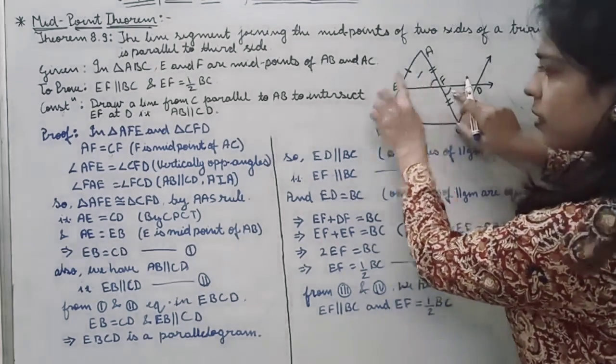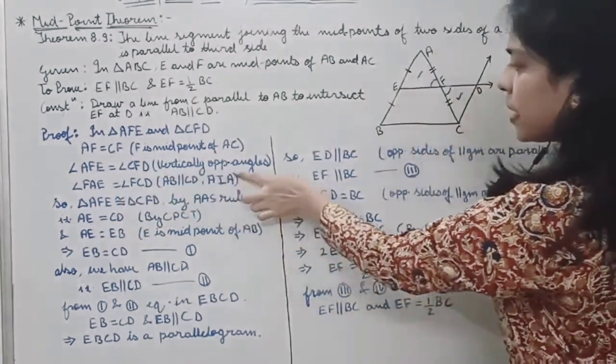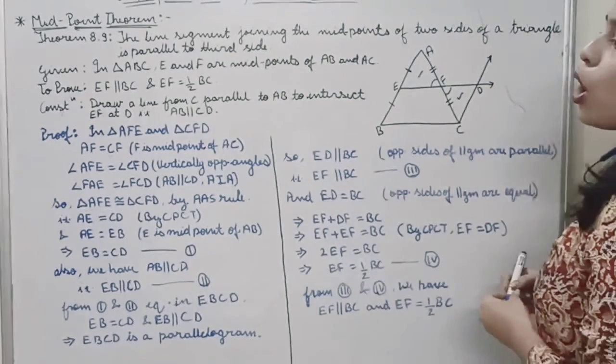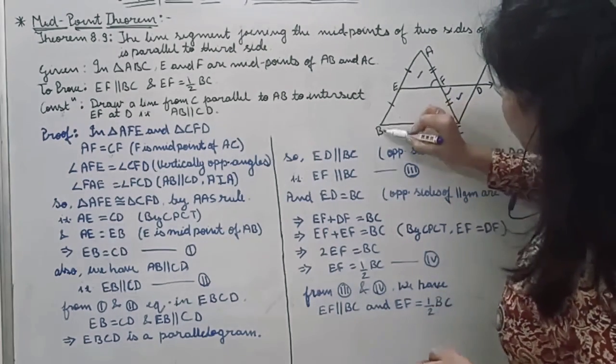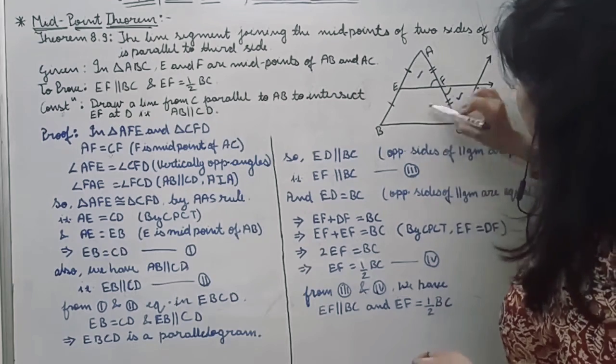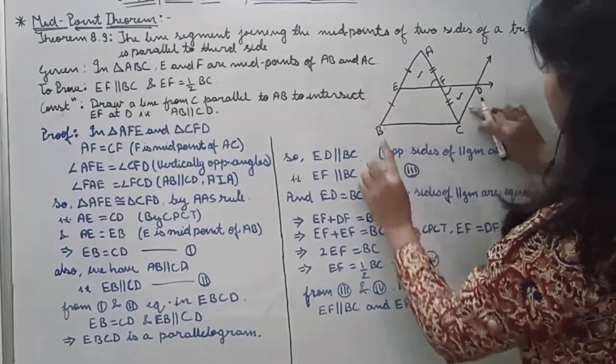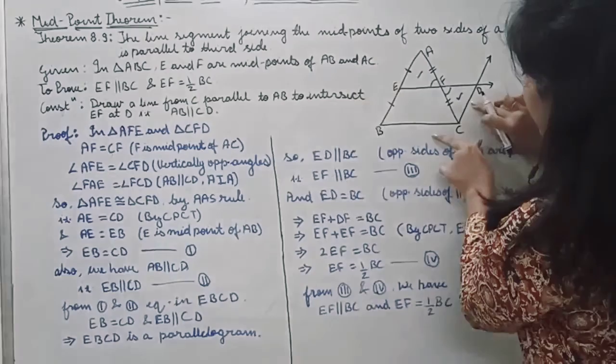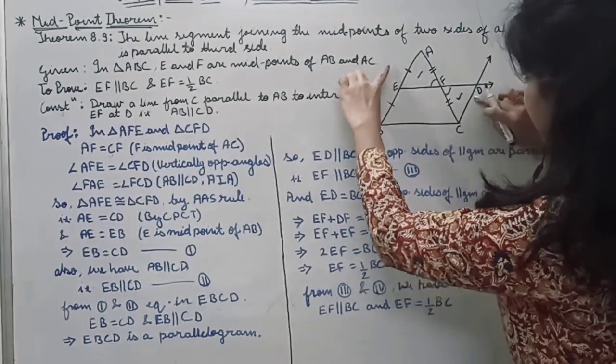This angle is equal to this angle, AFE equals CFD. They are vertically opposite angles. Also, we have drawn CD parallel to AB. We have drawn CD parallel to AB.